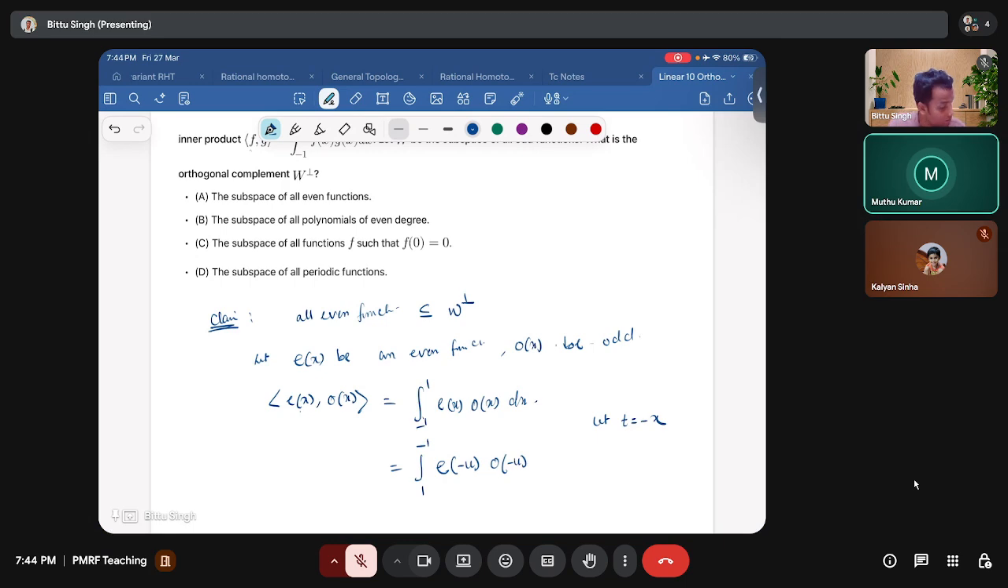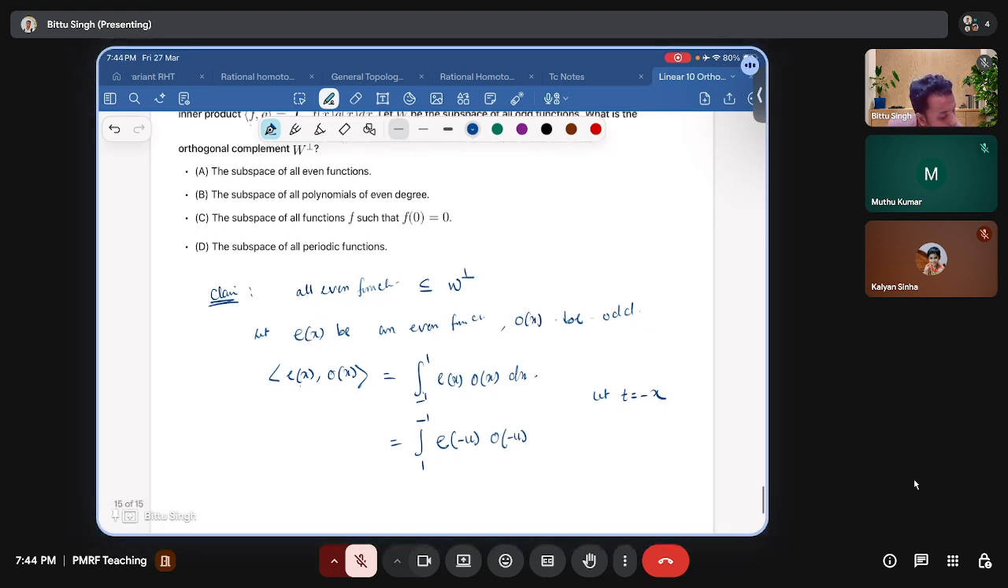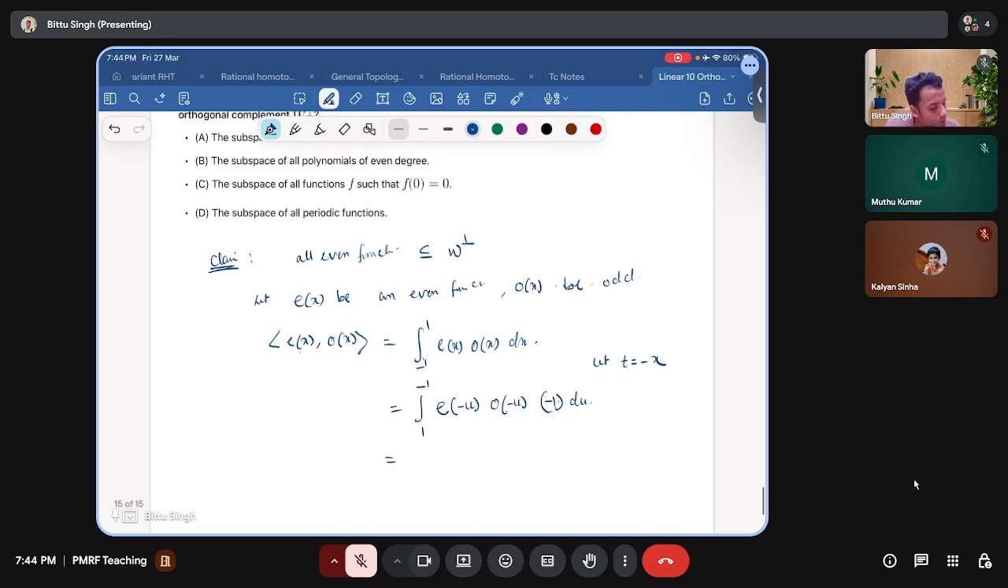Even function into odd function is odd. The integral from -1 to +1 of an odd function is 0. Yes, you can directly conclude that. Exactly. Okay, let me complete this. This is -1 times du. So for an even function, you will get e of u, same as e of u, and for an odd function, o of minus u is same as minus of o of u, but minus minus will get cancelled, so o of u du.